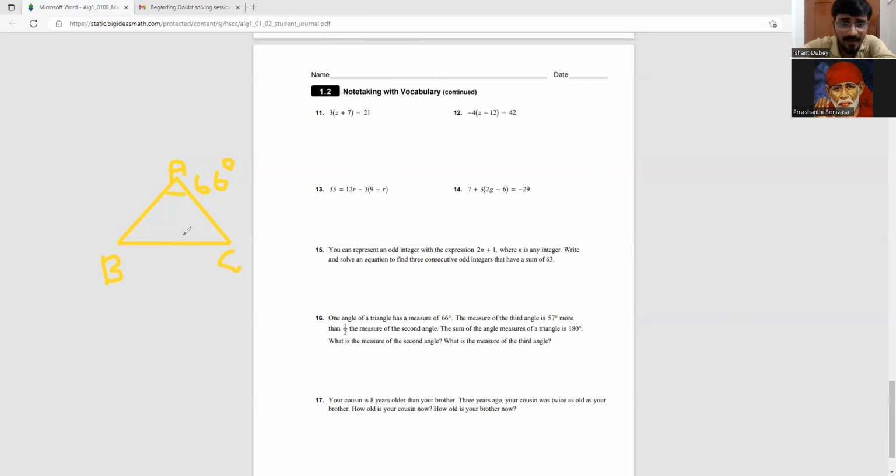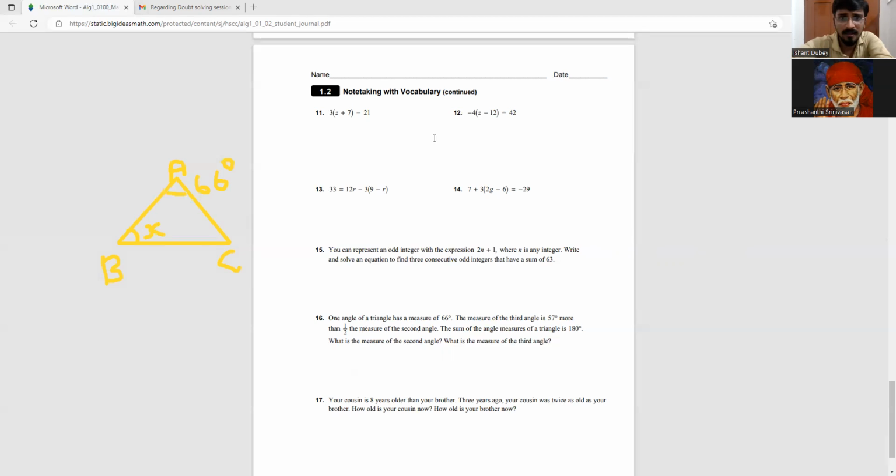C is my third angle. So the third angle is 57 more than half of the second angle. Here they are talking about the third angle with respect to the second angle, right? I will assume my second angle is something, X. Or shall I take A for angle? X is fine. Now let's try to write what they're saying.